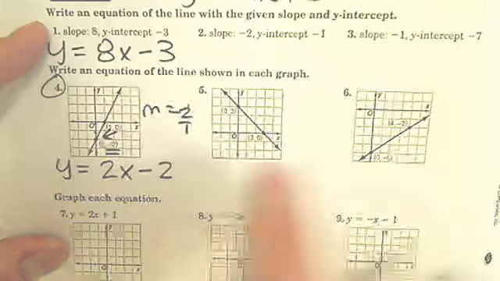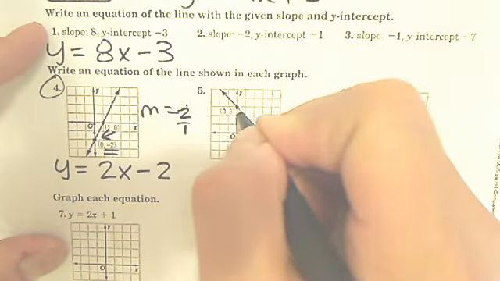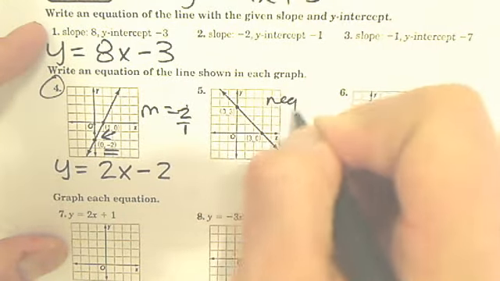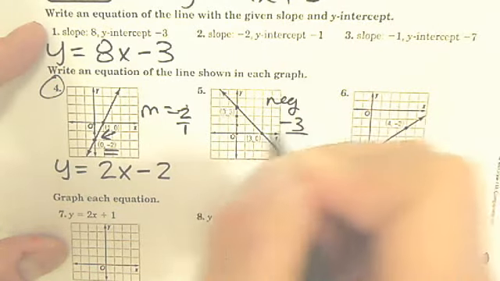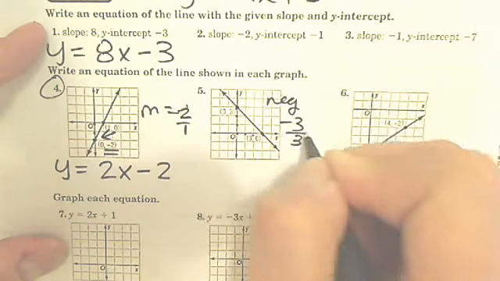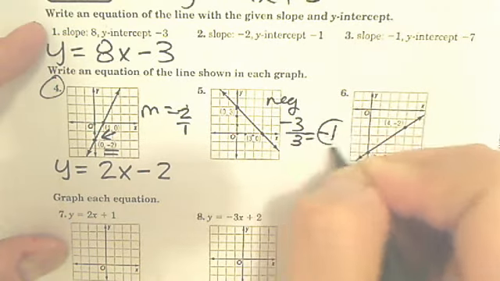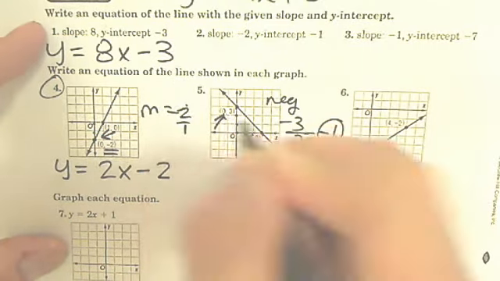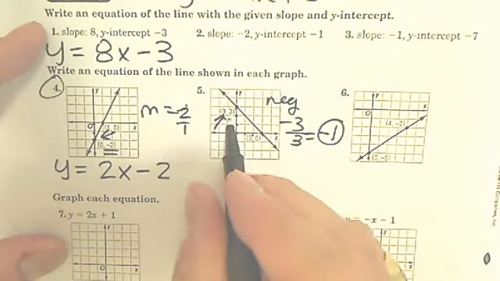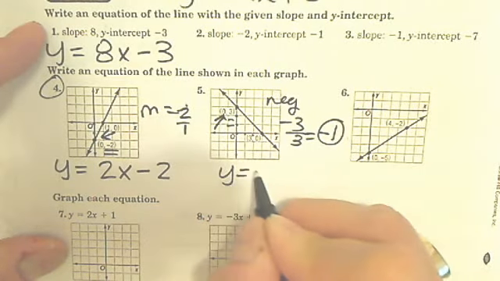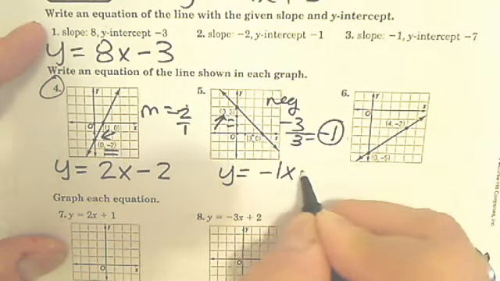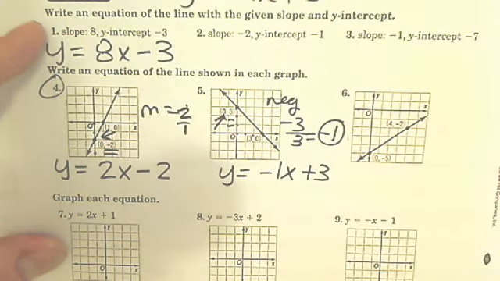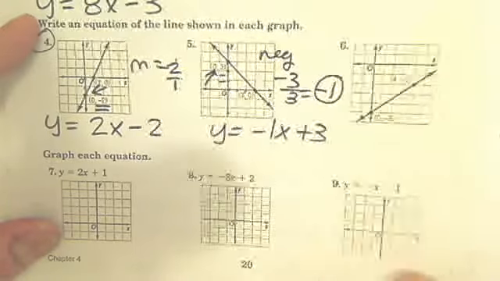Find the slope. Number 5. What's the slope here? It's a negative slope. Down 1, 2, 3. So down 3 and to the right 1, 2, 3. But it actually is reduced down to negative 1. And the first point I graph, 3. So my equation is y equals negative 1x plus 3.